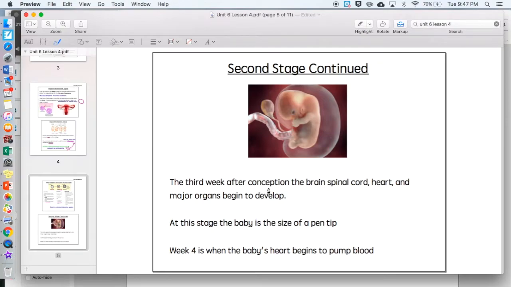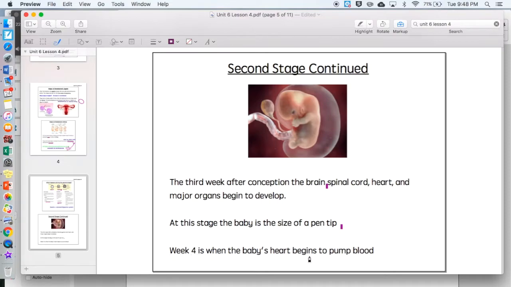Second stage continued. The third week after conception, meaning fertilization, the brain, spinal cord, heart, let's put a comma there, and major organs begin to develop. So this is where the real important part of developing organs happens. At this stage, the baby is the size of a pen tip. So if you have a pen near you, we're talking just the little gold part where the ink comes out. About the size, actually, depending on the size of your computer, about that big.